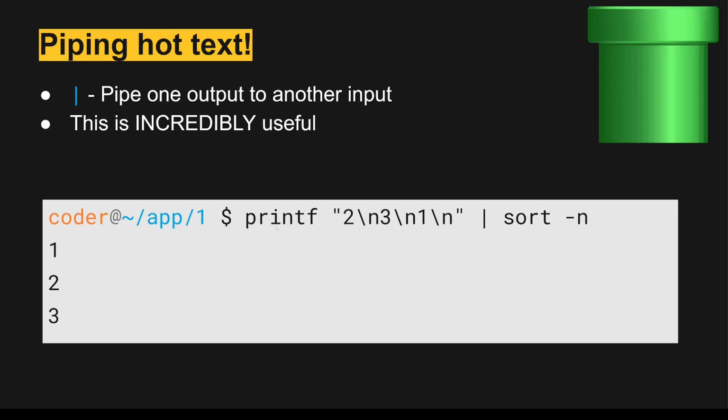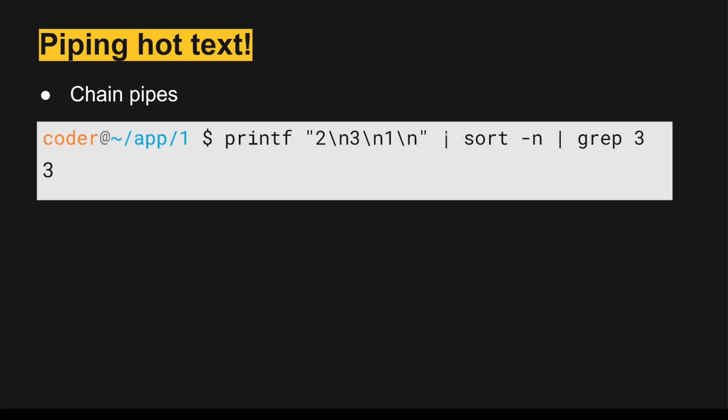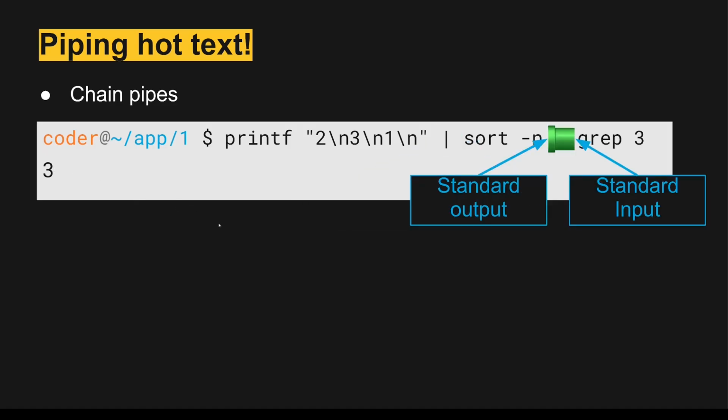So instead of having to do printf and send this into a file and then redirect it here, we just directly pass it in. And sort, this program, automatically looks at standard input to receive its input. So we have standard output on that side, standard input on this side, and it's like a pipe. It's passing from one to the other. We can chain these together with multiple pipes. So if we do the printf and then we sort it by number and then we grep 3, we will get the number 3 out of it. We have a pipe there, we have a pipe there.